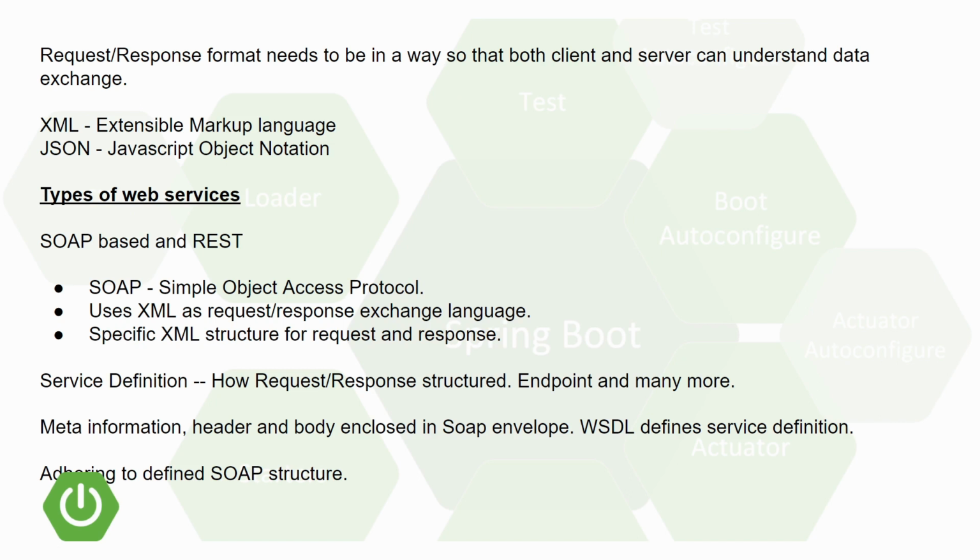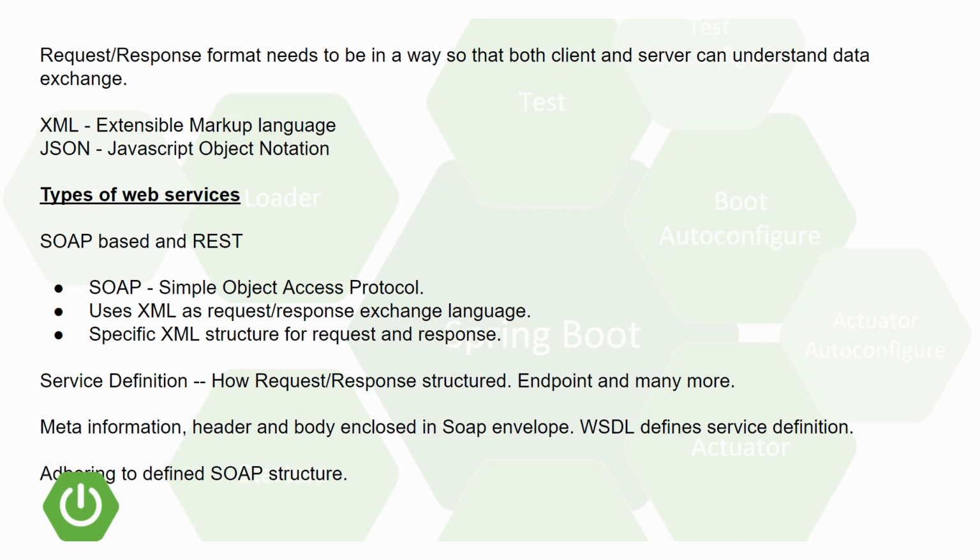In a web service, the request and response format needs to be such that both client and server can understand the data exchange. The most extensively used formats are XML and JSON. These are two very familiar request response formats: XML, extensible markup language, and JSON, JavaScript object notation. There are mainly two types of web services, and those are SOAP-based and REST.